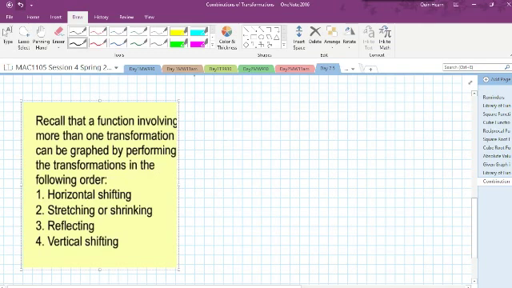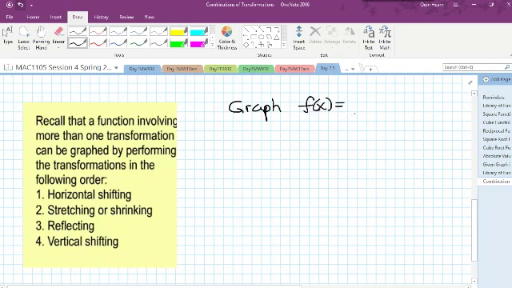Okay, so what if I asked you to graph, let's do f of x equals the negative or opposite of the square root of (x plus 2), plus 1. Okay, so the plus 2 is inside the square root and the plus 1 is on the outside. The negative is on the outside as well. So we have 3 different transformations of what parent function.